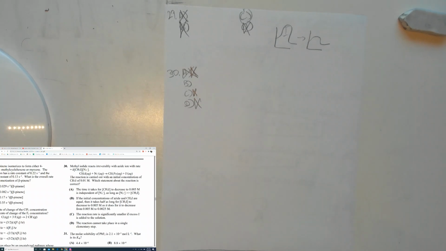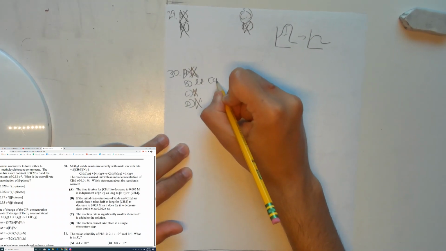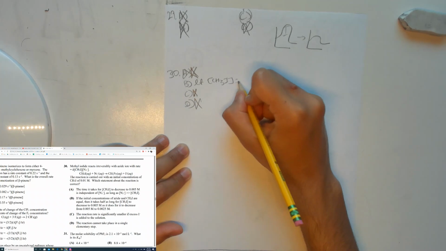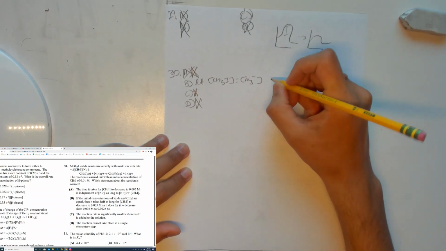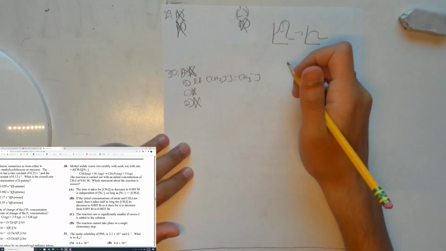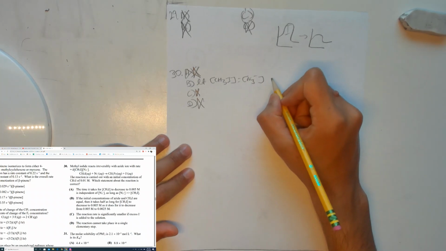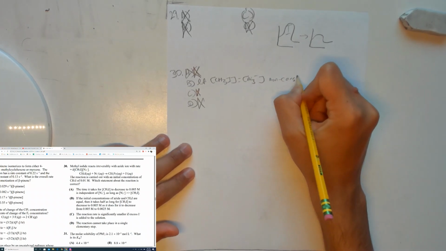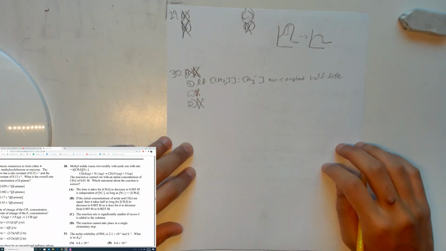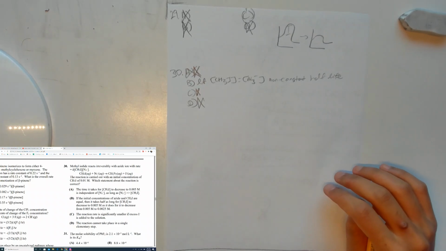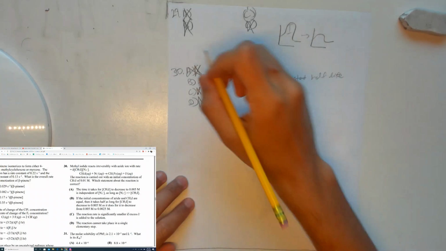B: if the initial concentrations of azide and CH3I are equal, then it takes half as long to decrease, yes. Because if CH3I is equal to N3-, it's like forming a second order reaction because these two are the same. And that means it'll have a non-constant half-life, like this answer choice implies. So B is the correct answer.